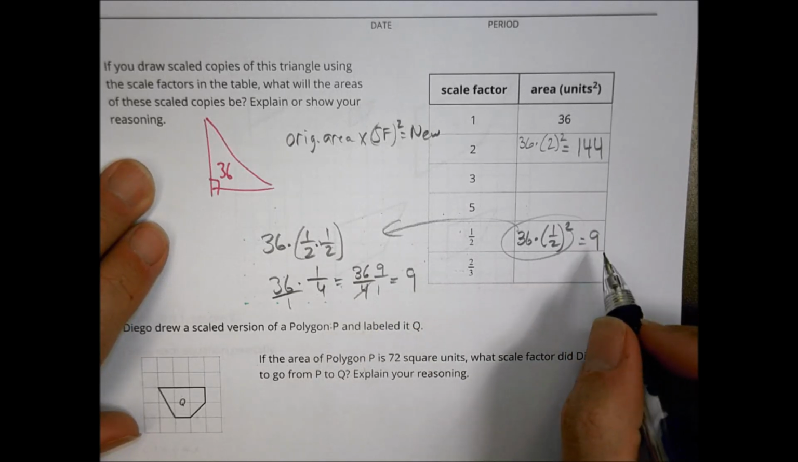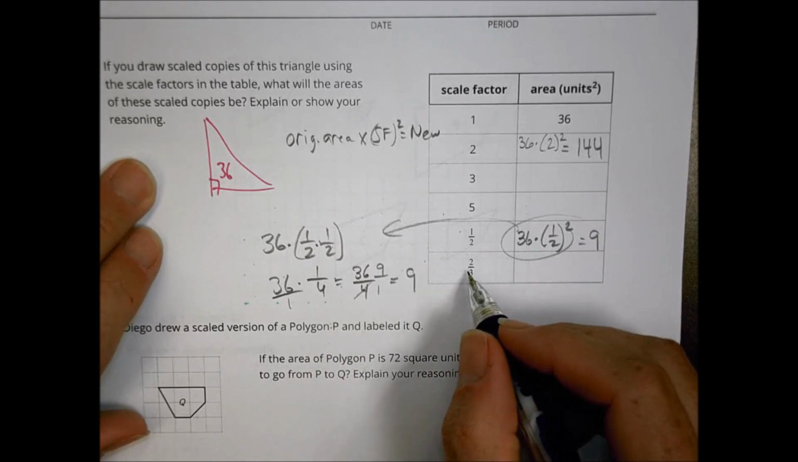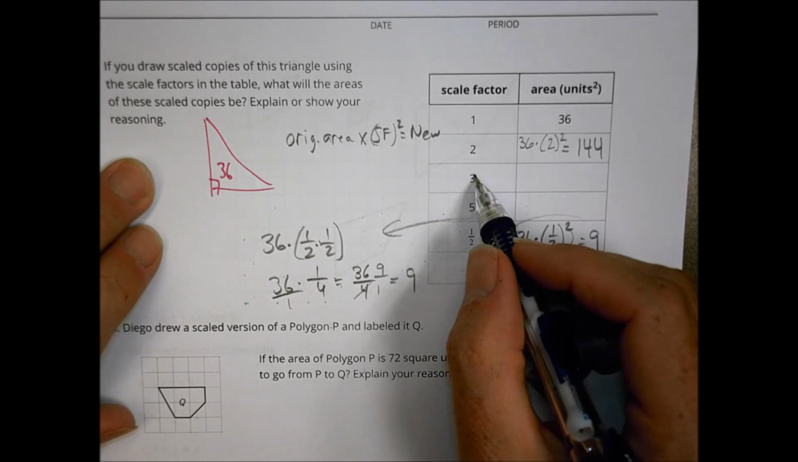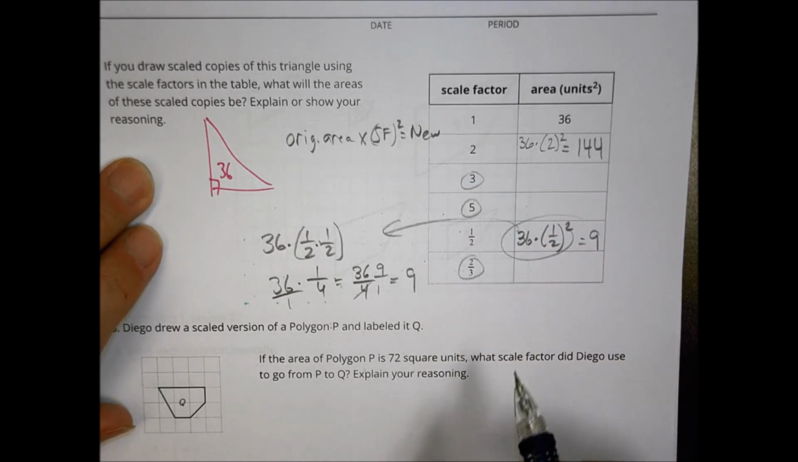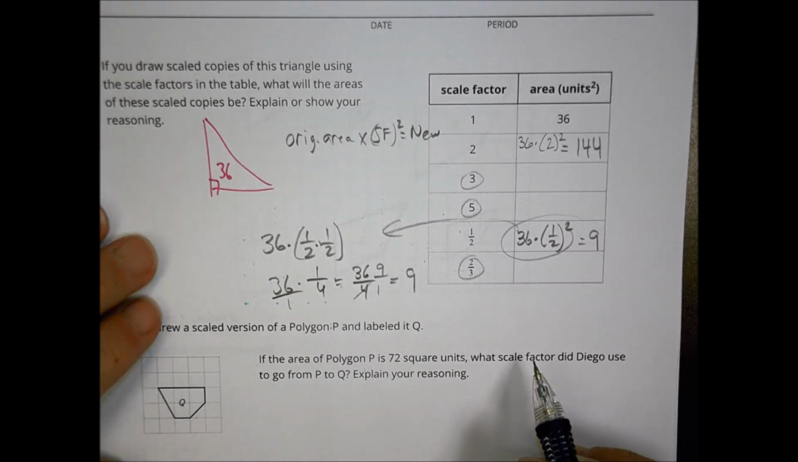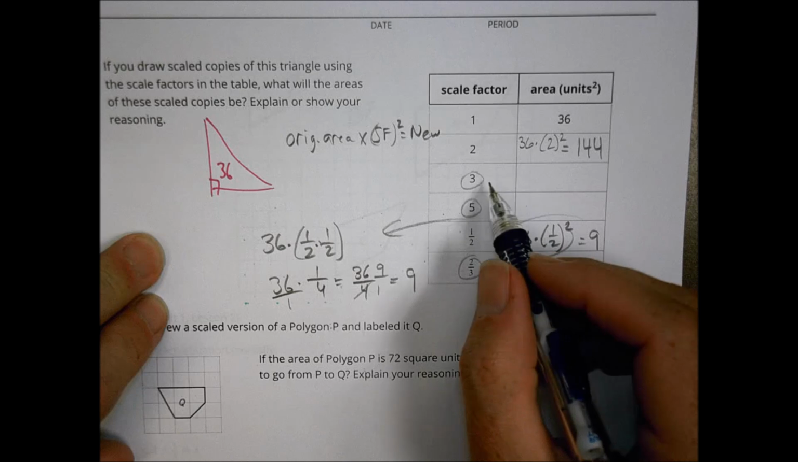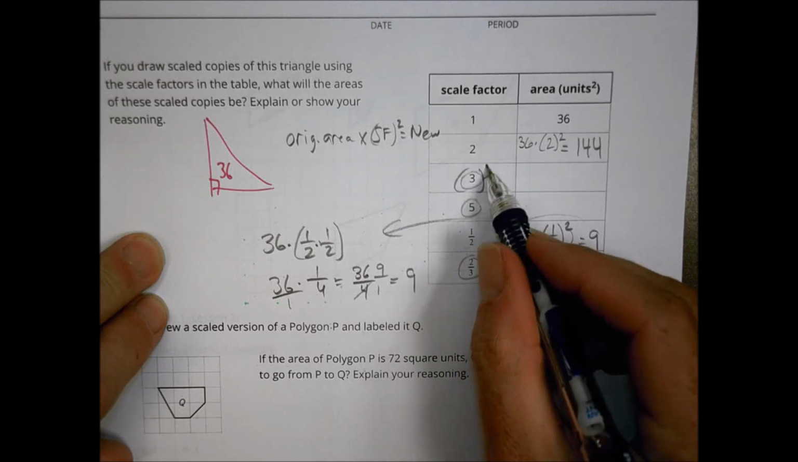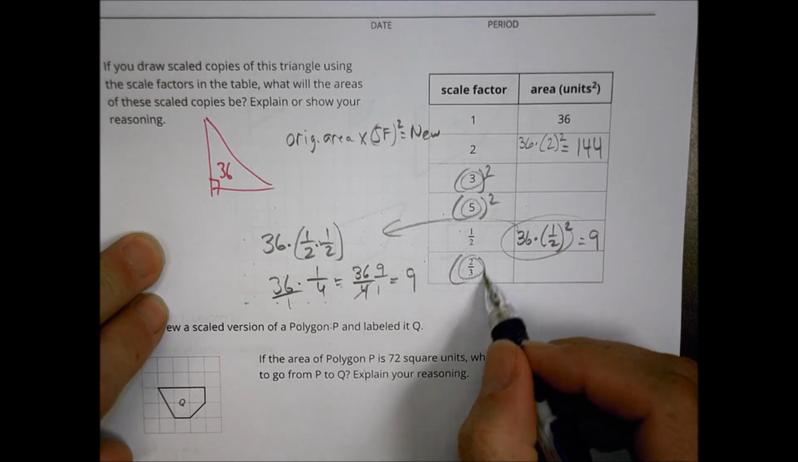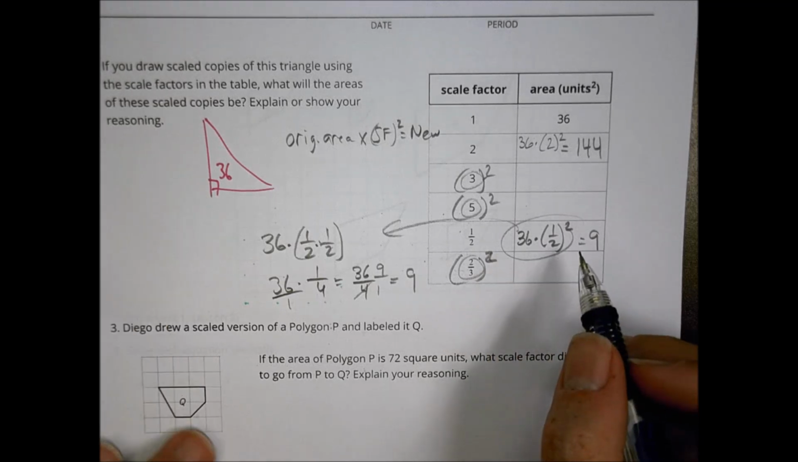And I can do the same thing down here for these other fractions. I'm going to let you solve 3, 5, and 2/3 on your own using this same kind of formula. Take your original, multiply it by the scale factor squared, and that will become your solution.